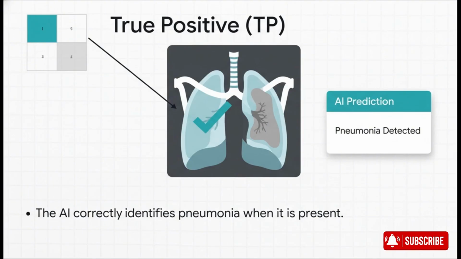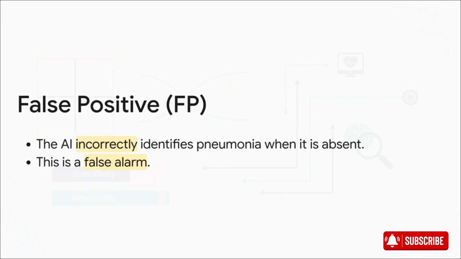This is the best case scenario when a disease is actually there. The patient has pneumonia, and the AI correctly flags the x-ray as positive. That's a hit, a correct diagnosis. Next, we've got the false positive. You can just think of this as a false alarm. The patient's lungs are perfectly clear, but the AI incorrectly flags the x-ray as showing pneumonia.